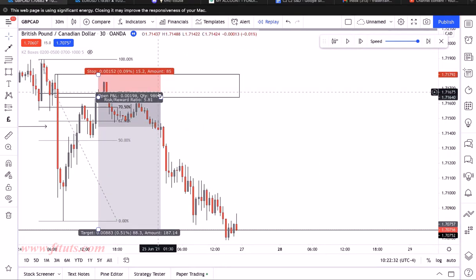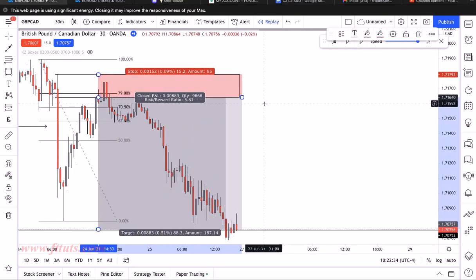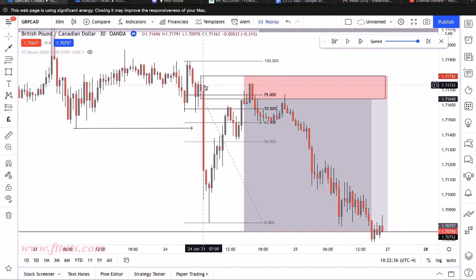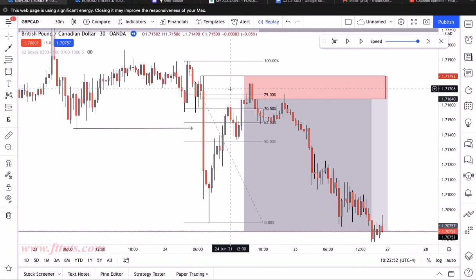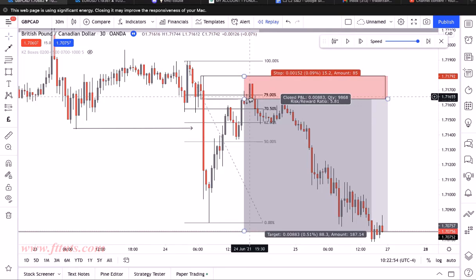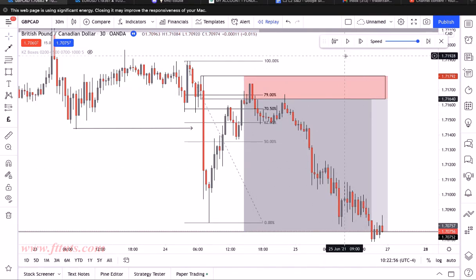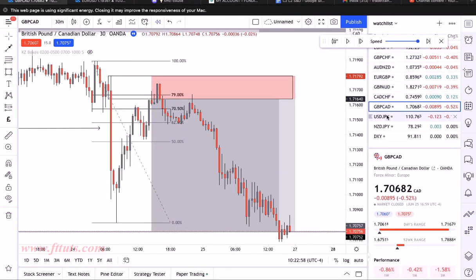And boom. TP hit. Now does it make sense why I selected this zone? Number one, it broke structure. Number two, we have a clean indecision candle. Number three, this zone aligns perfectly with our discounted Fibonacci level. So this will be classified as a premium supply. So when price pulls back into it, we would look to sell off. Now let me show you guys another example.